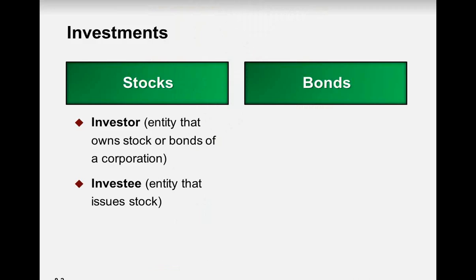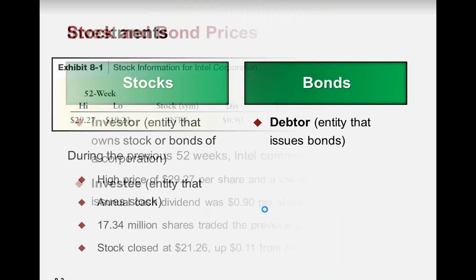So the investor is the person who owns the stock or the bonds. The investee is the entity that issues that stock. So it's the company whose stock you purchase. With bonds, the debtor is the entity that issues those bonds.